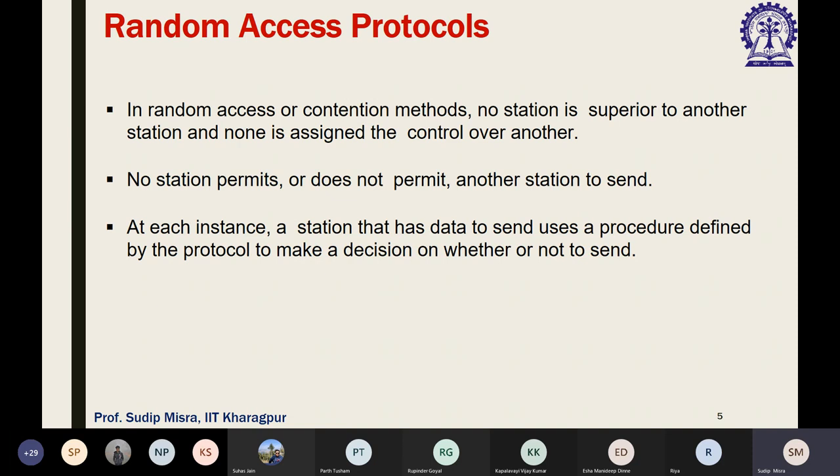So if a particular station has certain data, certain frames to be sent, then it uses a particular discipline which is enforced by a particular protocol, for example, Aloha, or for example, CSMA. So as dictated by that protocol, the station will be disciplined to get access to the medium. So it is going to decide whether it is going to start sending its frame or not.